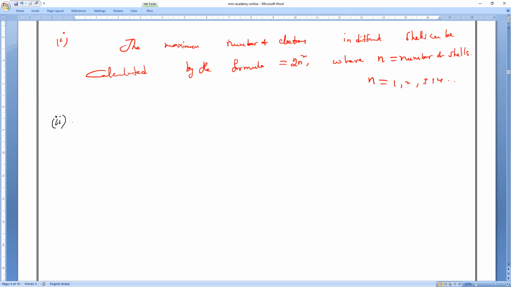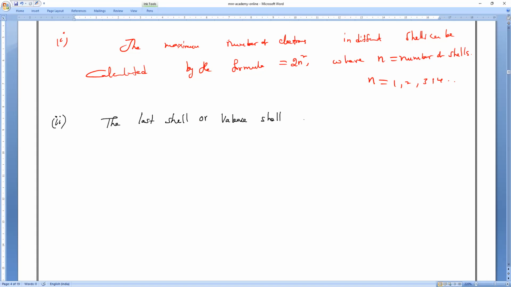Now, this is the most important point. Note, very, very important point. Entire chemistry depends on this point only: the last shell. Last shell means there is no fixed number. It may be the K shell, L shell, M shell or N shell, based upon the element. The last shell also has another name, which I already told you. What is it?